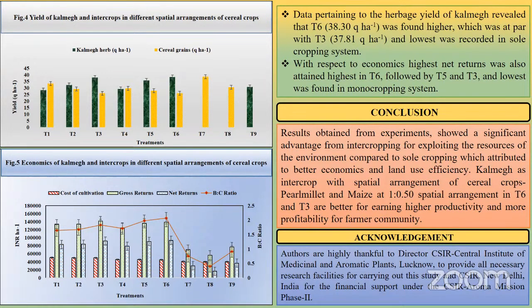The results obtained from the experiment showed a significant advantage from intercropping for exploiting the resources of the environment compared to sole cropping, which is attributed to better economics and land use efficiencies. Kalmegh intercropped with cereal crops like pearl millet and maize at a 1:2.50 spatial arrangement, that is, in treatments T6 and T3, was found better among all for higher productivity and more profitability for the farming community and their monetary gain also.